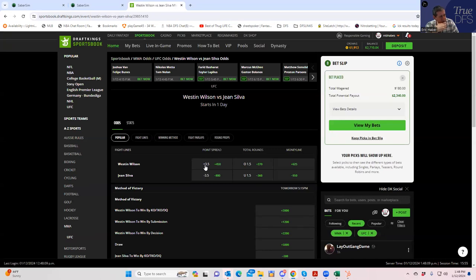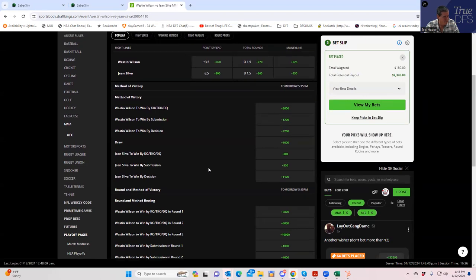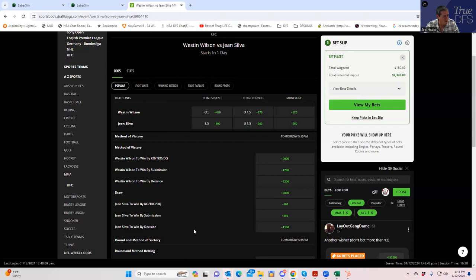You could either go ahead and play Weston Wilson, who I don't think anybody is playing, by the way, at plus 625, or you could play Silva late. So let's just take a look at this. Wilson, oh my God, plus 625. That's pretty rough. Let's see Silva late, maybe. So Silva by decision is plus 1,100. What's more likely, Silva winning specifically by decision or Wilson just winning?